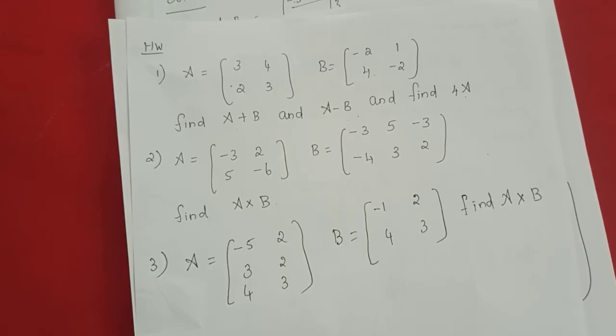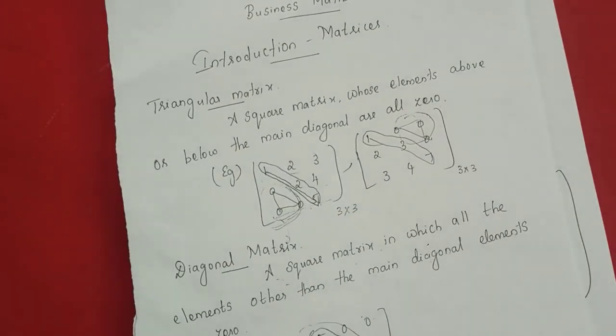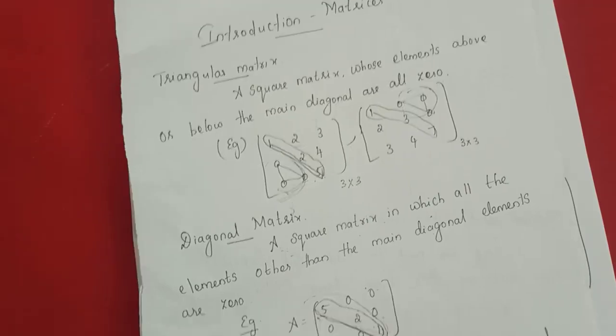Just take down this homework. We will recall today's portion again. I have taught you what we mean by a triangular matrix. Triangular matrix means except the main diagonal, the upper or lower part must be 0. Upper 0 means upper part zero, lower triangular. Lower 0 means upper triangular.